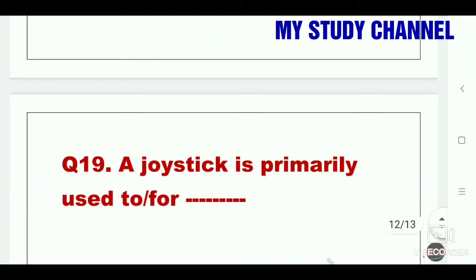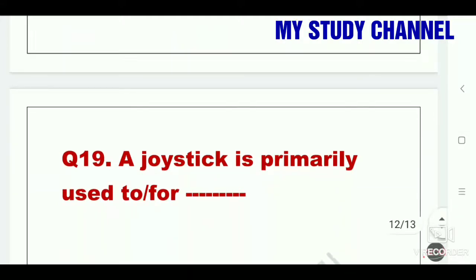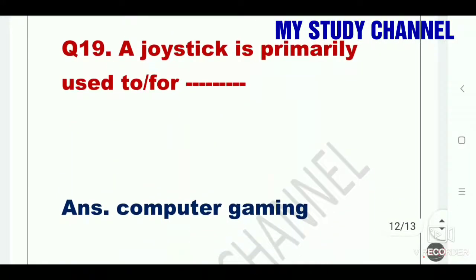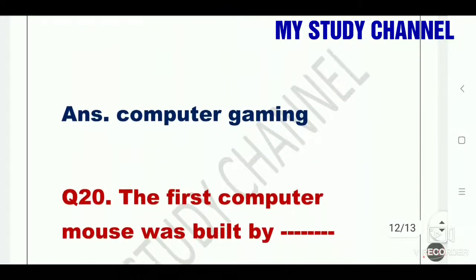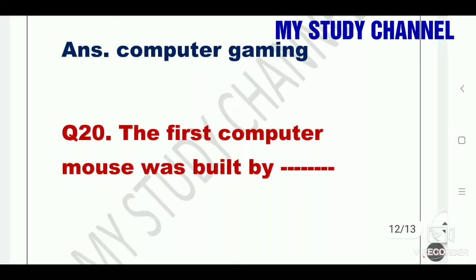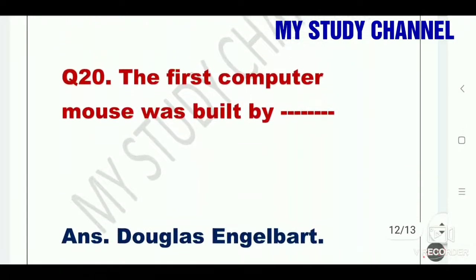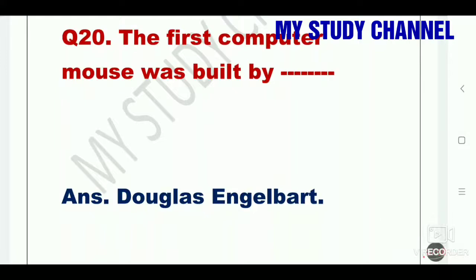Question number 19 is a joystick is primarily used for dash. Answer is computer gaming. So a joystick is primarily used for computer gaming. Question number 20 and last question of today is the first computer mouse was built by. Answer is Douglas Engelbart. The first computer mouse was built by Douglas Engelbart.